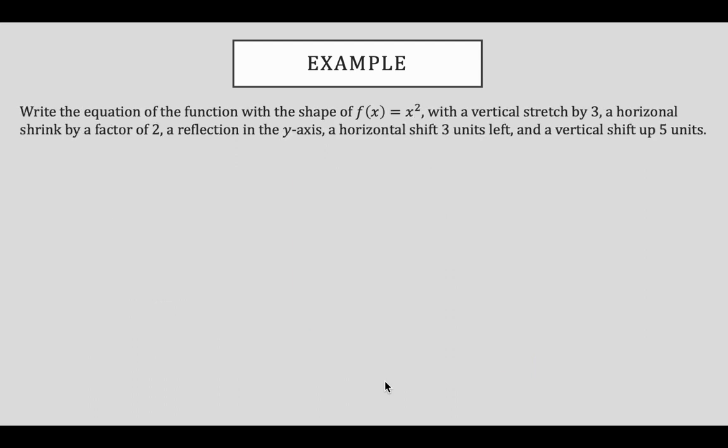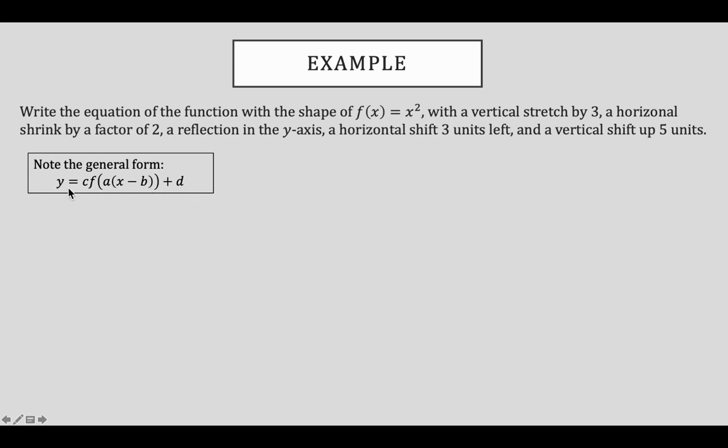All right, one more example here. Write the equation of the function with the shape of f of x is equal to x squared with a vertical stretch by 3, a horizontal shrink by a factor of 2, a reflection in the y-axis, a horizontal shift 3 units left, and a vertical shift up 5 units. Wow, that's a lot going on. Let's see if we can do it. Note the general form, y equals c times f of a times the quantity x minus b, plus d.